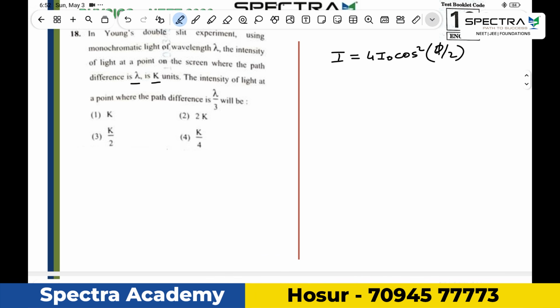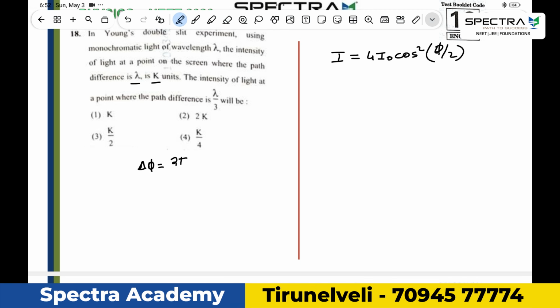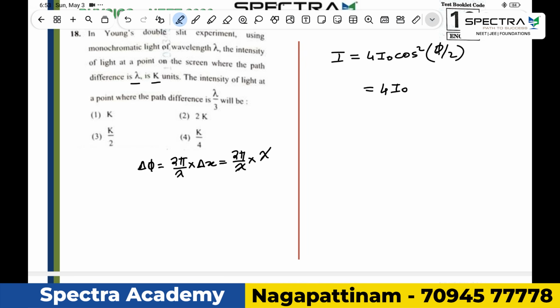How to get the phase difference? See, the phase difference is equal to 2 pi by lambda times the path difference. So that is 2 pi by lambda into lambda. So lambda cancels, it is 2 pi. So if you substitute here, it is 4 I naught cos square pi.